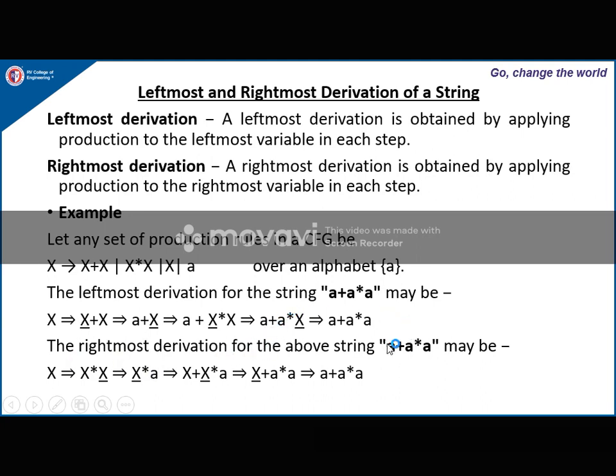Similarly, the rightmost derivation for the string a plus a star a will be x derives x star x, and for the rightmost symbol I replace first by a, and then for the rightmost x, I replace by x plus x. So, now this x I replace by a, I will get this, and now this x is the only x which is the right x, that I replace by a. This is the rightmost derivation for the same string.